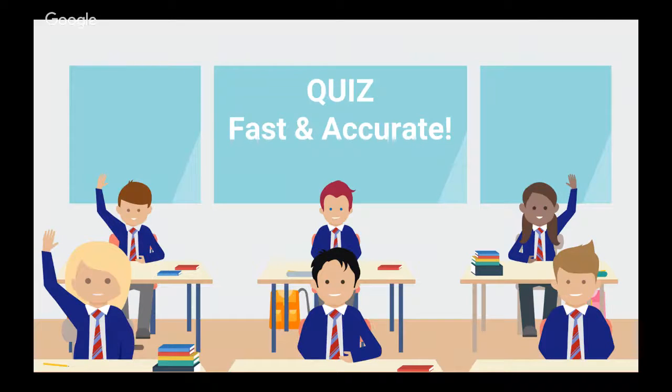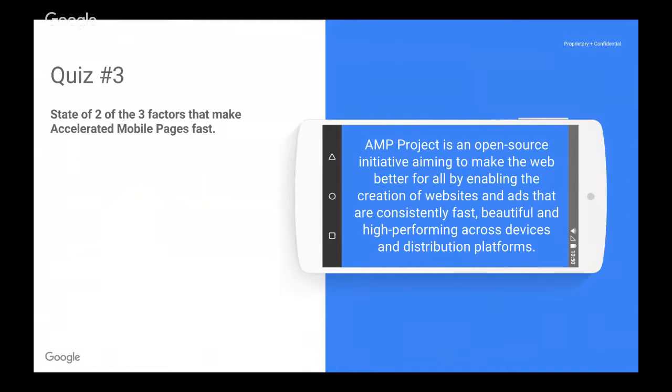Okay, let's see. What's the quiz here? State 2 out of the 3 factors that make accelerated mobile pages fast. State 2 out of the 3 factors that make accelerated mobile pages fast. Let's see, right?